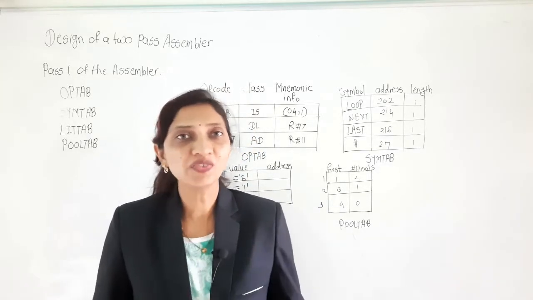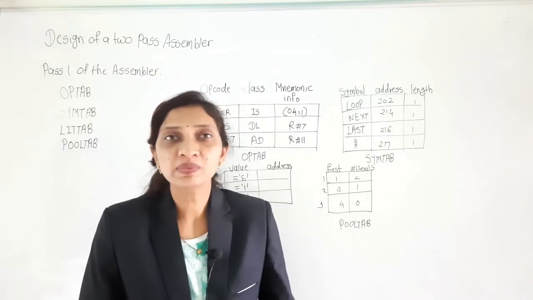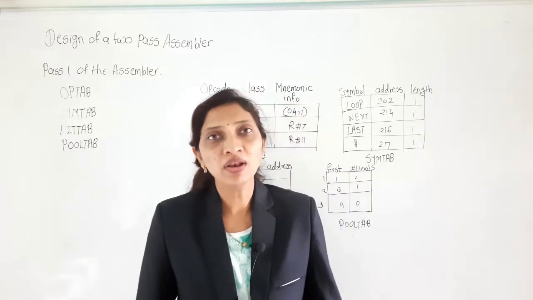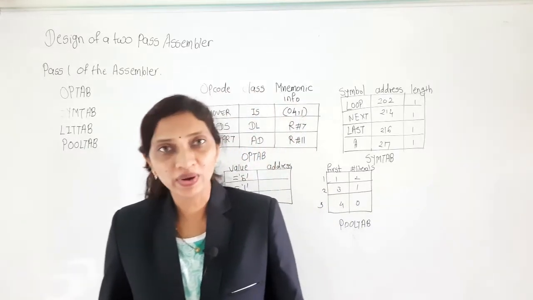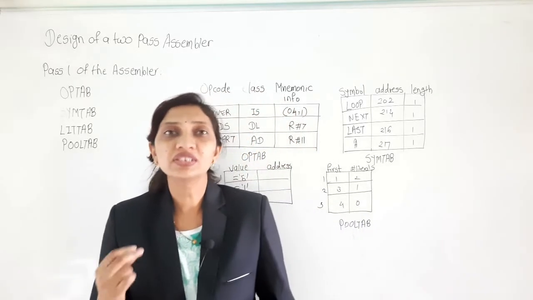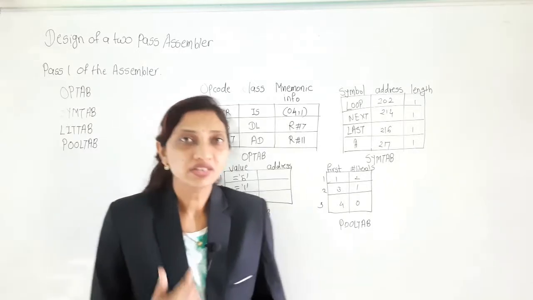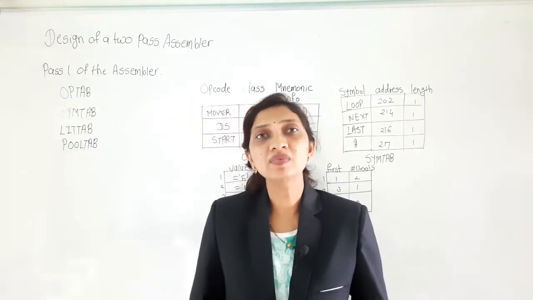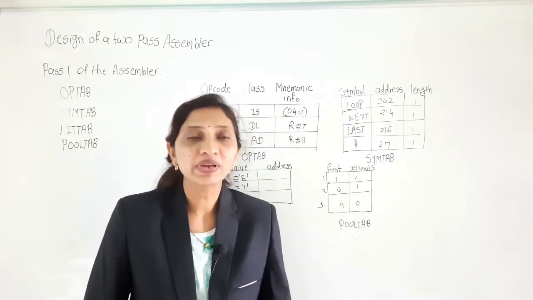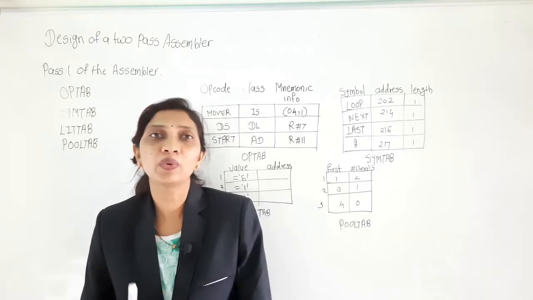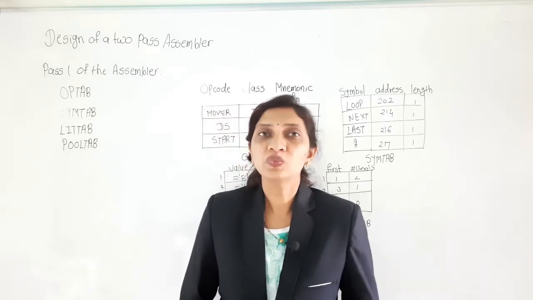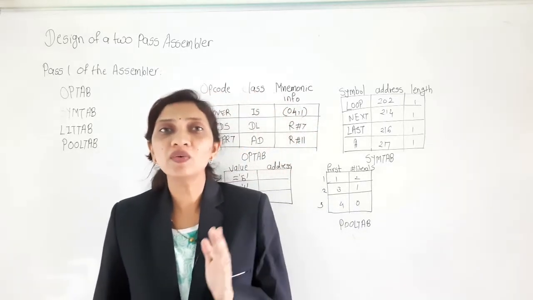If we consider the first pass, the tasks performed are: first, separate the symbol, mnemonic opcode and operand field. The second task is to build the symbol table. The third is to perform location counter processing, and the last is to create the intermediate code form, the intermediate representation. These four tasks are performed during the first pass.